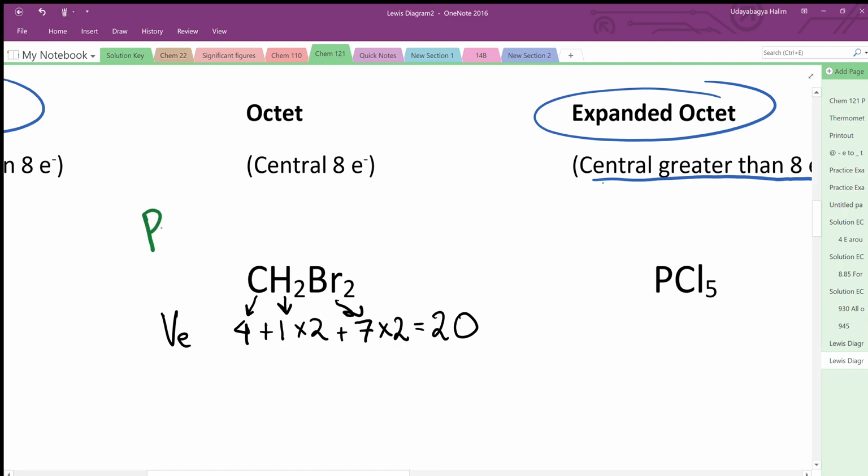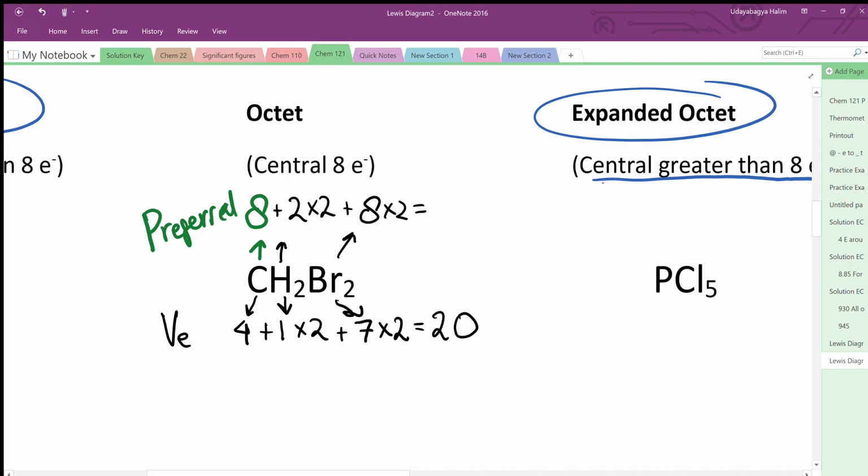Okay. Now, let's look at the preferred number of electrons, and I'm going to use a different color in this case. When we say an octet, that means the central atom, in this case carbon, prefers to have 8 electrons. And the rest, how many electrons does hydrogen prefer to have? 2, and there's 2 of them. And how many electrons does bromine prefer to have? 8, and there's 2 of them.